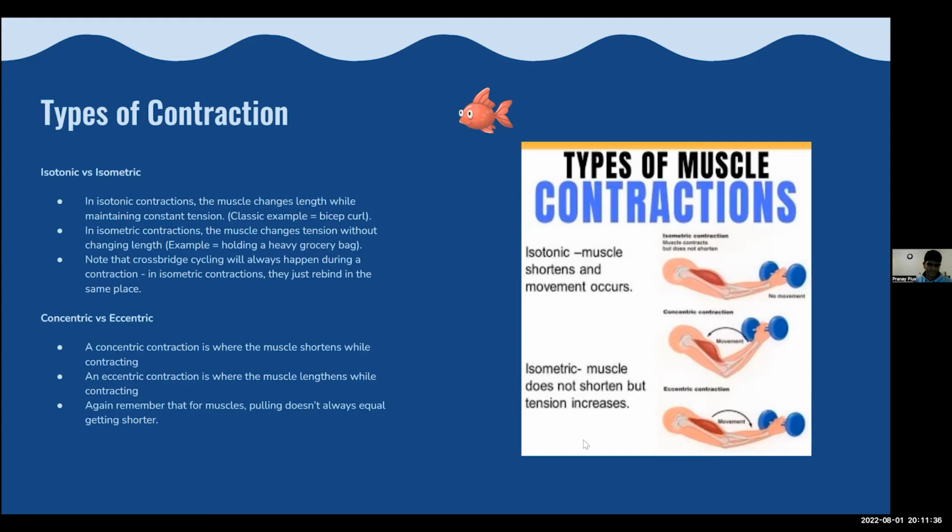A way for you to feel this is if you just hold your arm out and then squeeze your fist. And if you feel over your bicep, you'll feel that it's tensing, but you're not actually shortening the muscle length. You're just increasing the tension. But yeah, that's it.